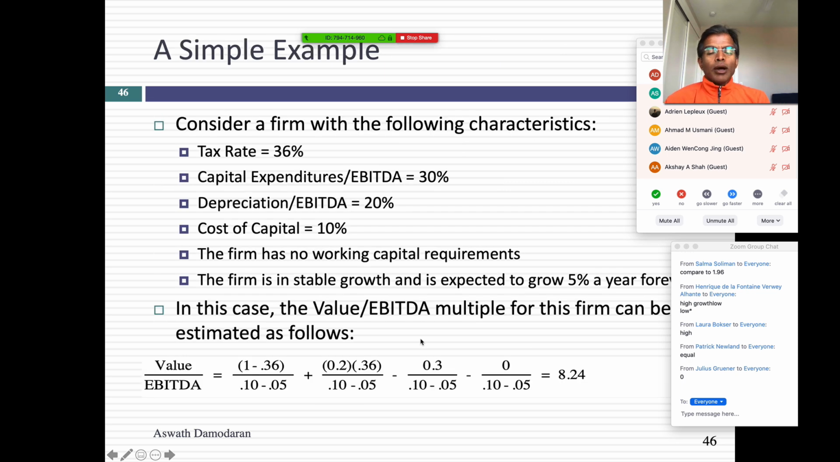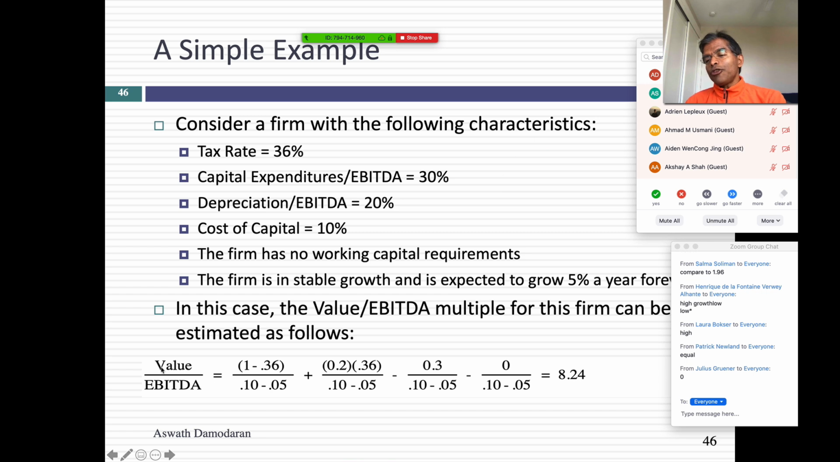So here's what I'm going to do. I'm going to take a hypothetical company. Again, I'm going to do that exercise with P and PEG and just keep the company simple and try to change variables. So this is a company with a 36% tax rate. CapEx is 30% of EBITDA. Depreciation is 20% of EBITDA. So the net CapEx is 10% of EBITDA. Cost of capital is 10%. Let's assume the firm has no working capital, just to keep our life simple, and that it's in stable growth, going 5% a year forever.